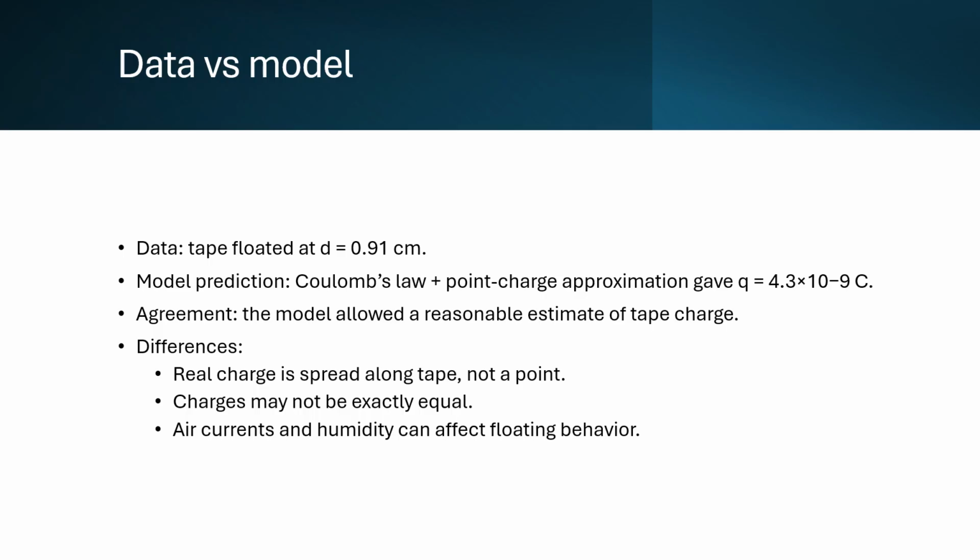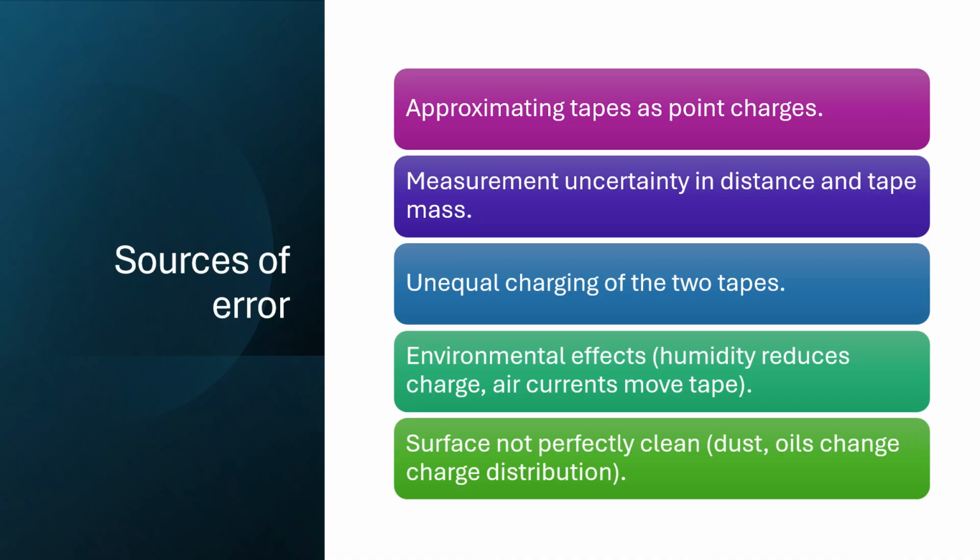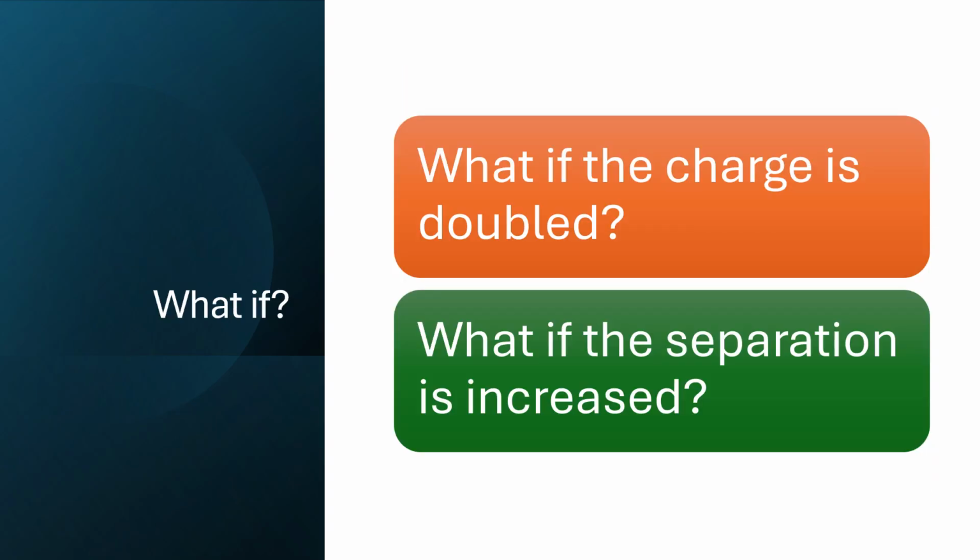And you can see these are the differences and similarities between the data and the model. And these are some of the sources of error. Approximating tapes as point charges, obviously that isn't exactly accurate, but we did it to help us in this lab. And obviously the two tapes won't have equal charges because some of it might have been lost to our hands and everything, and surfaces might not be extremely clean. There are other environmental effects.